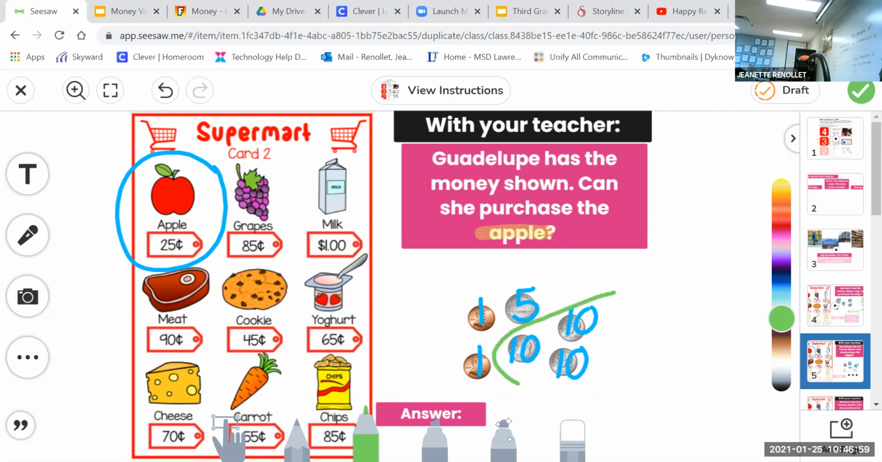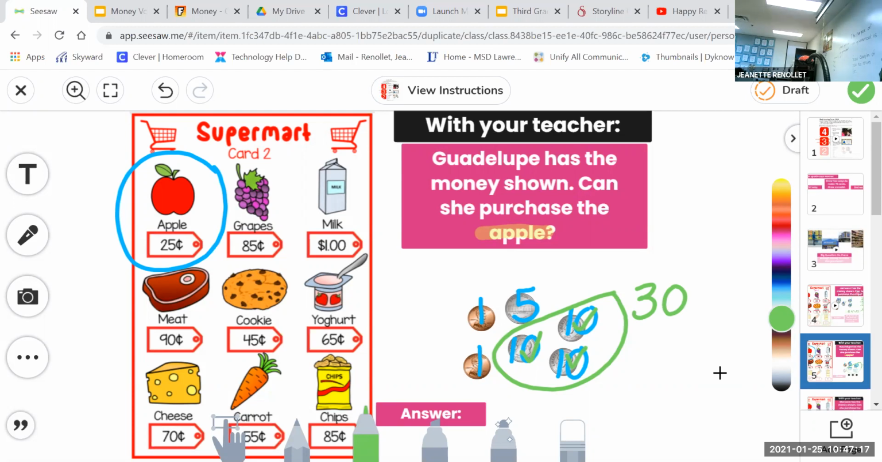So let's group all the dimes. How many cents would that be combined? 30. So 10, 20, 30 cents in dimes. Made a group of dimes. Perfect. What can we do next?